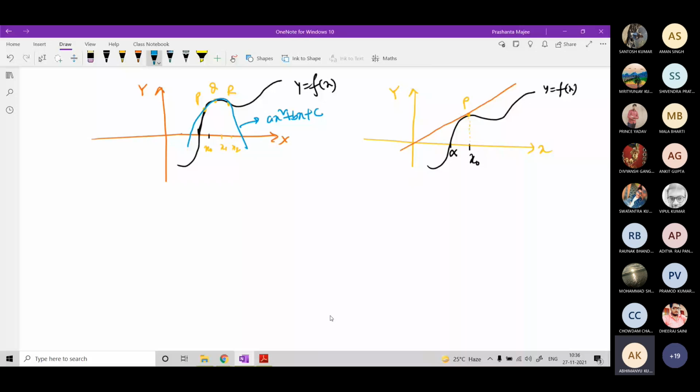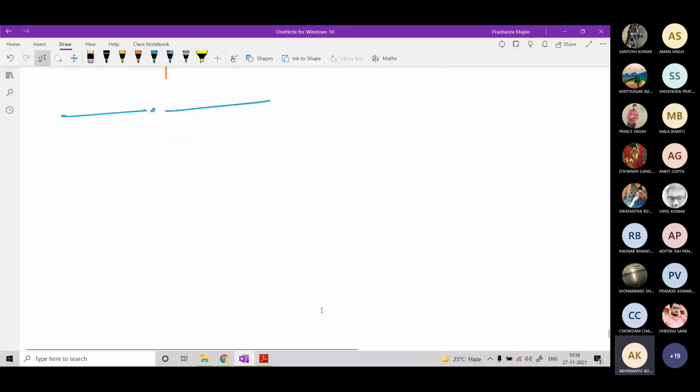So this is the idea behind this. Instead of drawing a straight line or chord, we will be drawing a parabola. So let us consider the mathematical expression. Suppose you want to solve f of x equals 0. In the kth iteration, let us directly generate the formula.